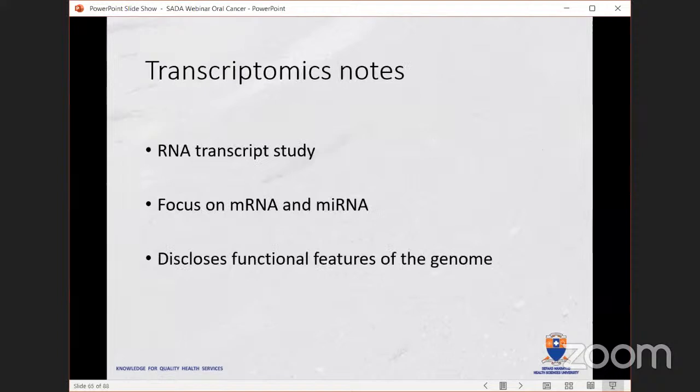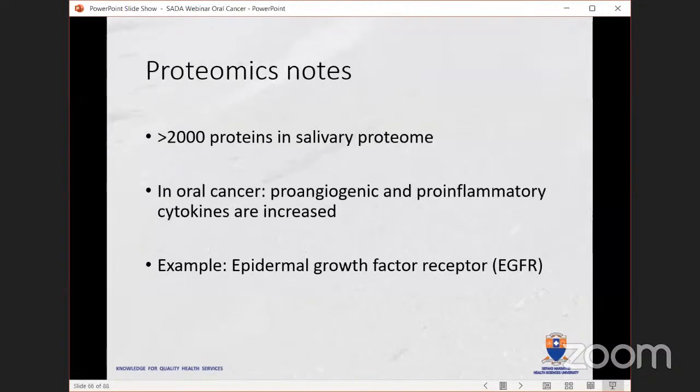Salivary transcriptome researchers are concerned with the study of all RNA transcripts and mainly focus on messenger RNAs, which is mRNA, or microRNA, miRNA. And it helps to disclose the functional features of the genome along with molecular constituents of cells and tissues. Several mRNA and miRNA candidates have been identified in the literature, and they allow the detection of many diseases, including oral cancer.